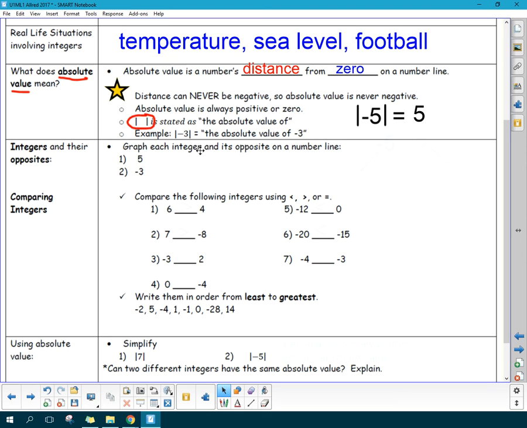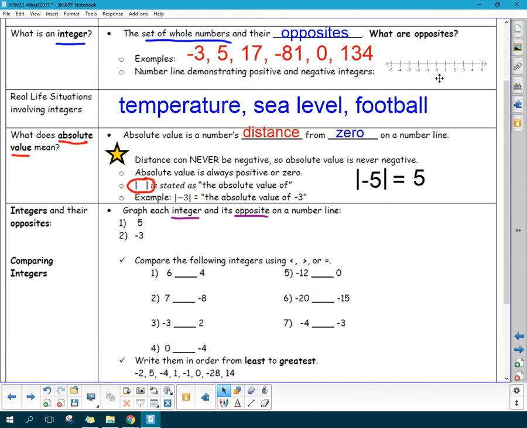Okay, we're going to graph these integers on a number line with their opposite. Graph each integer and its opposite on a number line. I'm going to do number 1 first. If I look at number 1, it's asking me to graph 5 and negative 5 on a number line. So I'm going to do that.